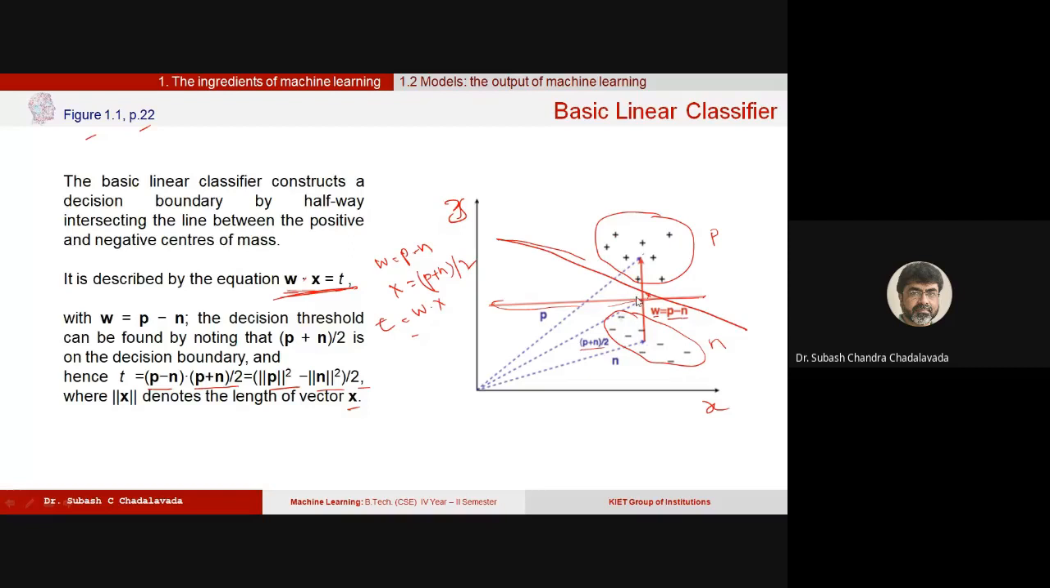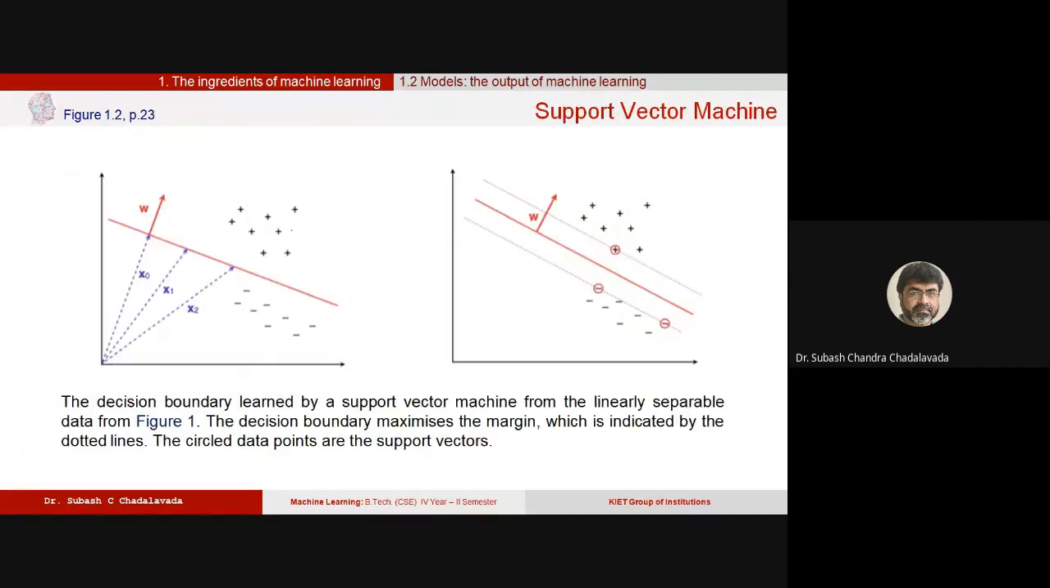Now if you take that gap into consideration, what happens? Your distance between the instance and your boundary may vary. Now what you have to do is make sure you have a minimum distance. So that is solved by another model called the support vector machine.